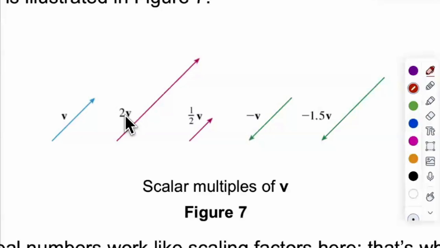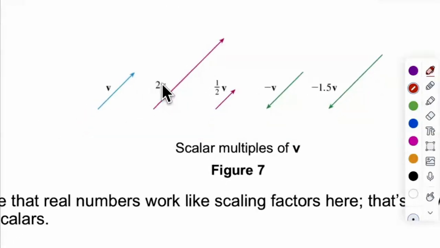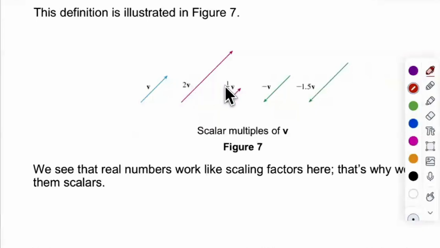Multiplying by that number actually scales the vector, either scaling down or scaling up, right? So for that reason, we call the real numbers that multiply with those vectors scalars. Those like 1, 2, 1/2, -1, -1.5 are scalars. It's just another way to say real numbers. So all real numbers are scalars. And here, those are scalar multiples of this vector v.